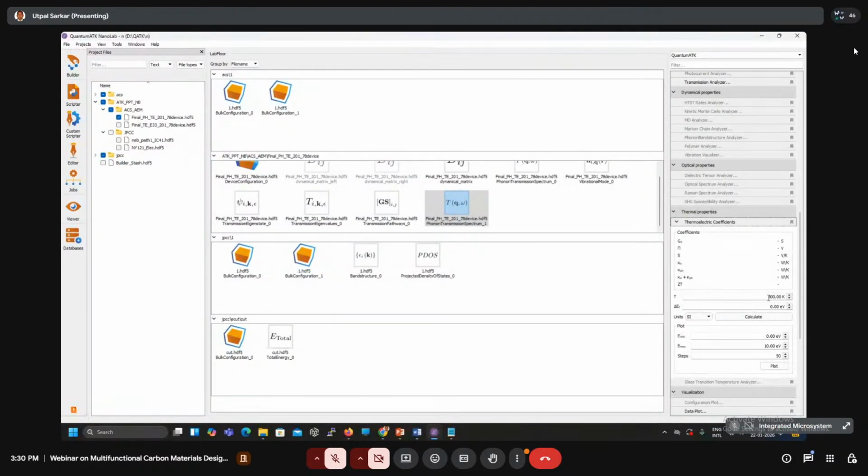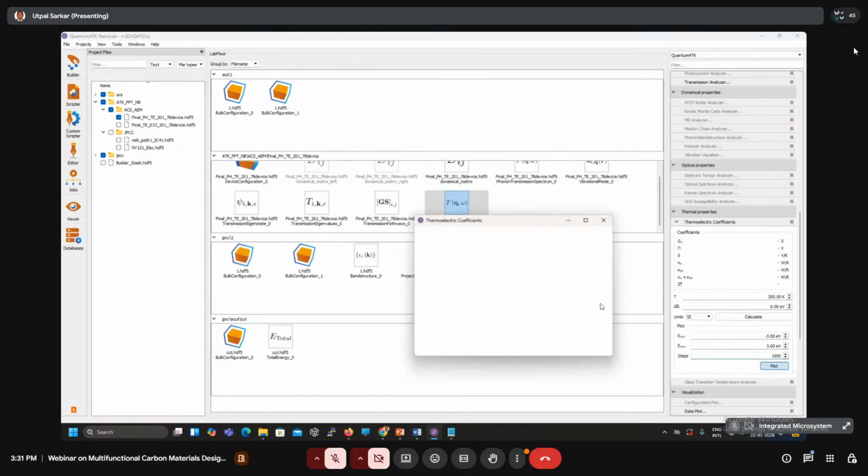Now we have to select the temperature. Suppose temperature 200 Kelvin. And since during the making of the transmission input we selected the energy range from -3 to +3 electron volt, here we have to put the energy range -3 to +3, and here we have to put the number of steps. Suppose the number of steps is 1000. Now it is the plot options.